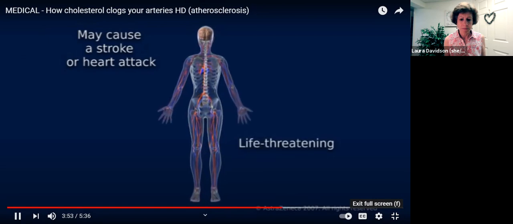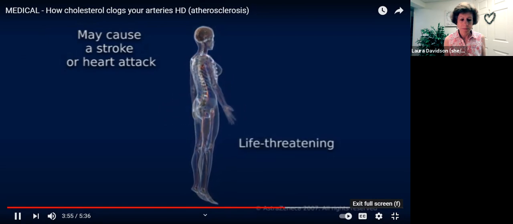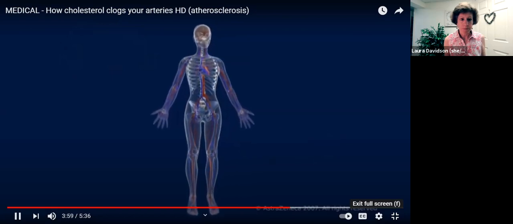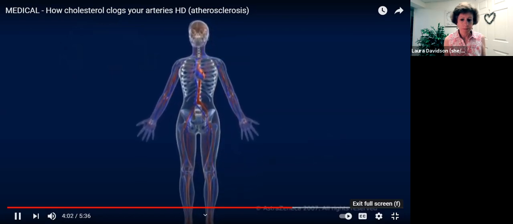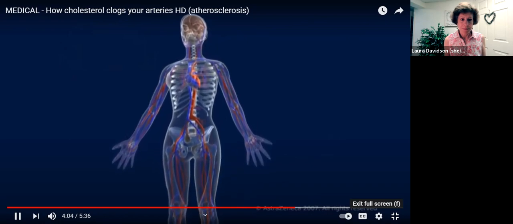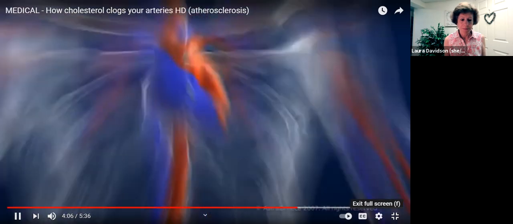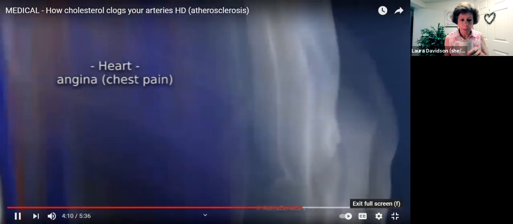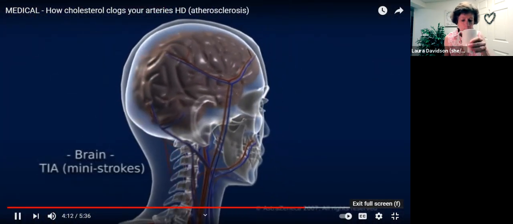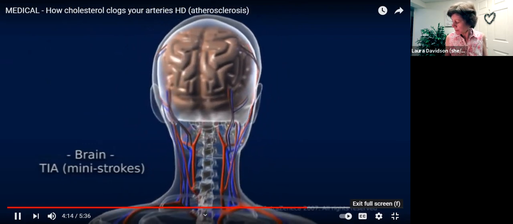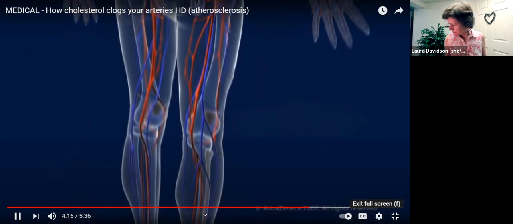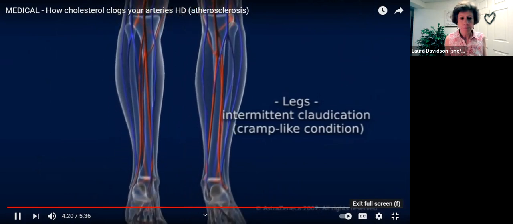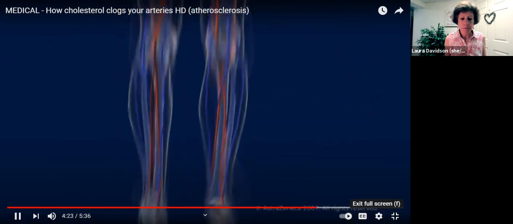be life-threatening. Atherosclerosis is progressive, and it can take many years before symptoms appear. But some people can have no symptoms even with extensive atherosclerosis and are at risk from sudden death. The symptoms depend on the site of the affected artery. In the heart, it can manifest as chest pains, angina. In the brain, as a type of mini-stroke called transient ischemic attacks. And in the legs as a cramp-like condition called intermittent claudication, which can result in amputation of the limb.